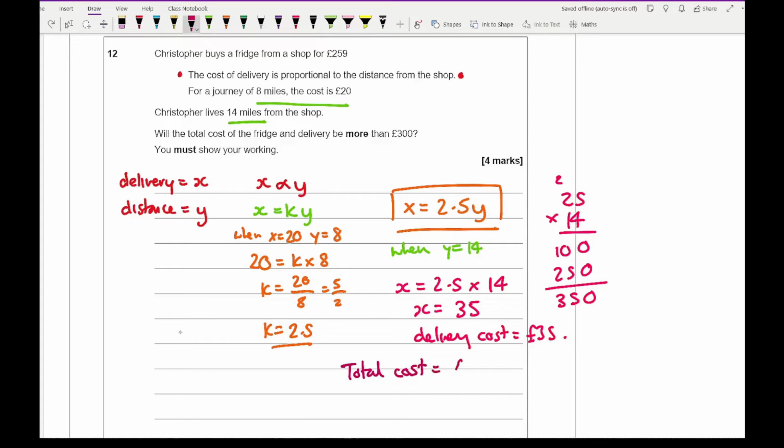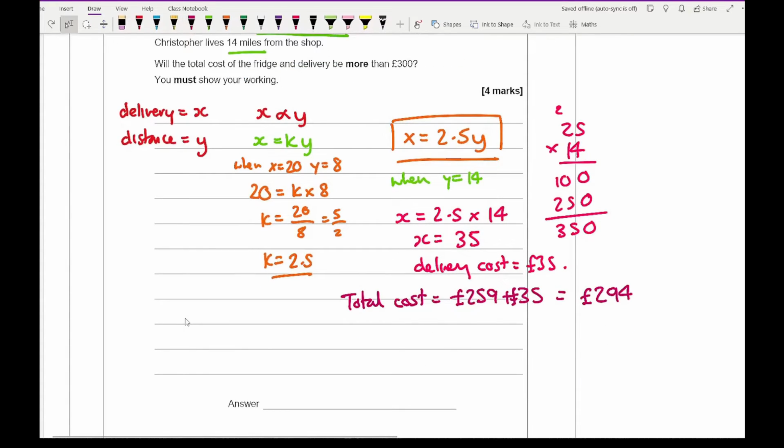So then the total cost is going to be £259 plus £35, which comes up to a grand total of £294. So the question, will the total cost of the fridge and delivery be more than £300? The answer is no. It will be £294 or £6 less.